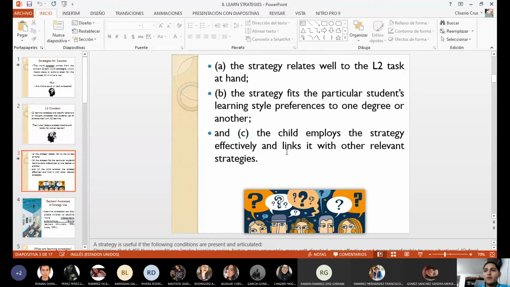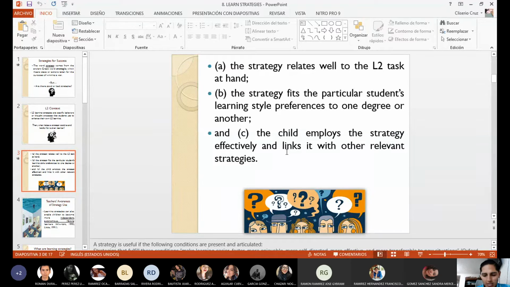Well, it has to be focused on linguistic goals. Language is going to be the focus of the task. It also has to enhance critical thinking and metalinguistic skills. Not only metacognition, but also metalinguistic skills.